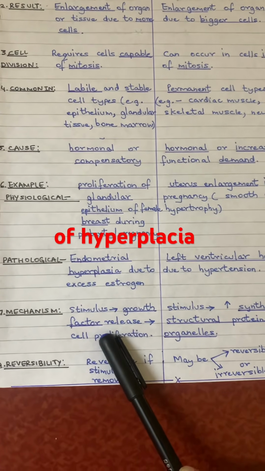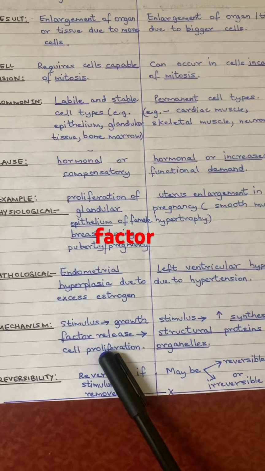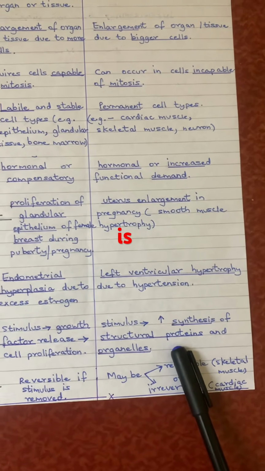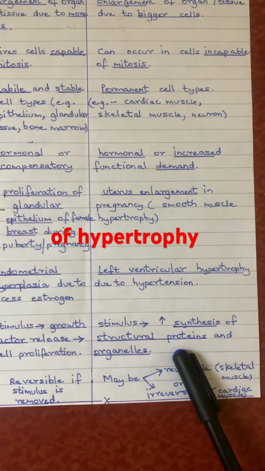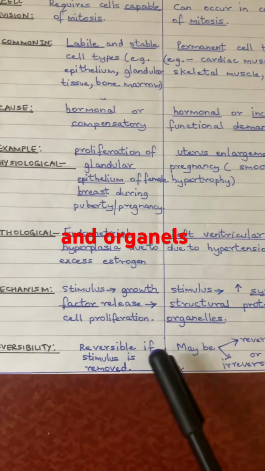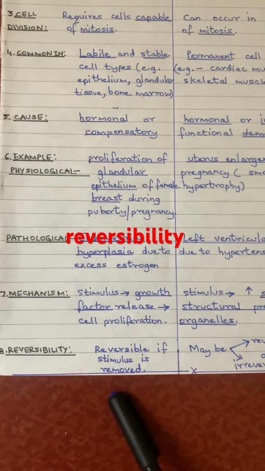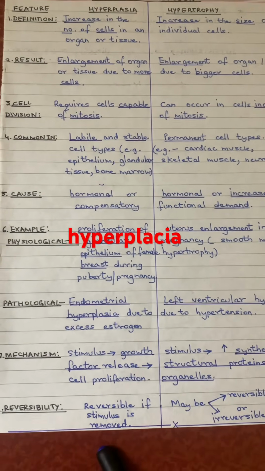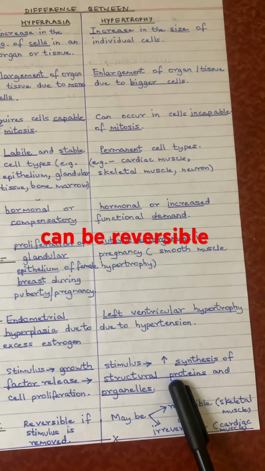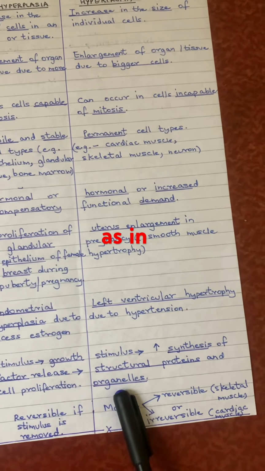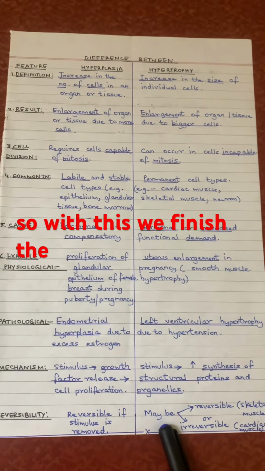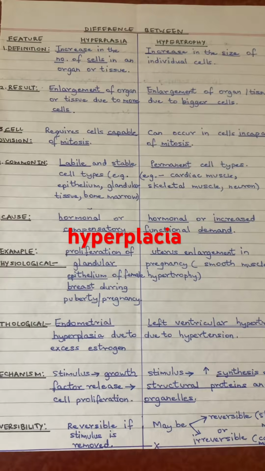Now, the mechanism of hyperplasia is growth factor release, and this leads to cell proliferation. The mechanism of hypertrophy is increased synthesis of structural proteins and organelles. Now, regarding reversibility, in case of hyperplasia, it is reversible if the stimulus is removed, and hypertrophy can be reversible or irreversible. Reversible as in case of skeletal muscle, irreversible as in case of cardiac muscle. So with this we finish the difference between hyperplasia and hypertrophy.